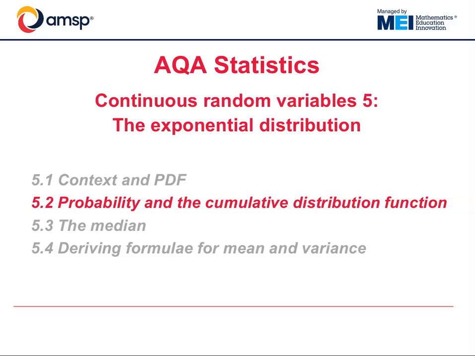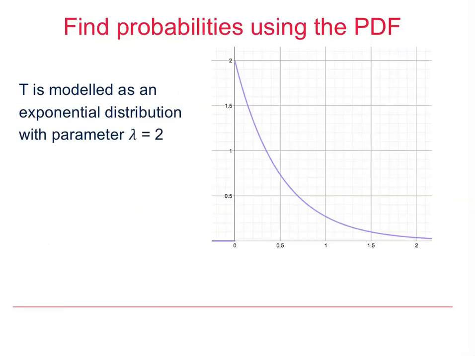This is AQA Statistics, Continuous Random Variables 5. This video is about calculating exponential probabilities and deriving the exponential cumulative distribution function. Here we have the exponential distribution used to model a continuous random variable t with parameter 2.